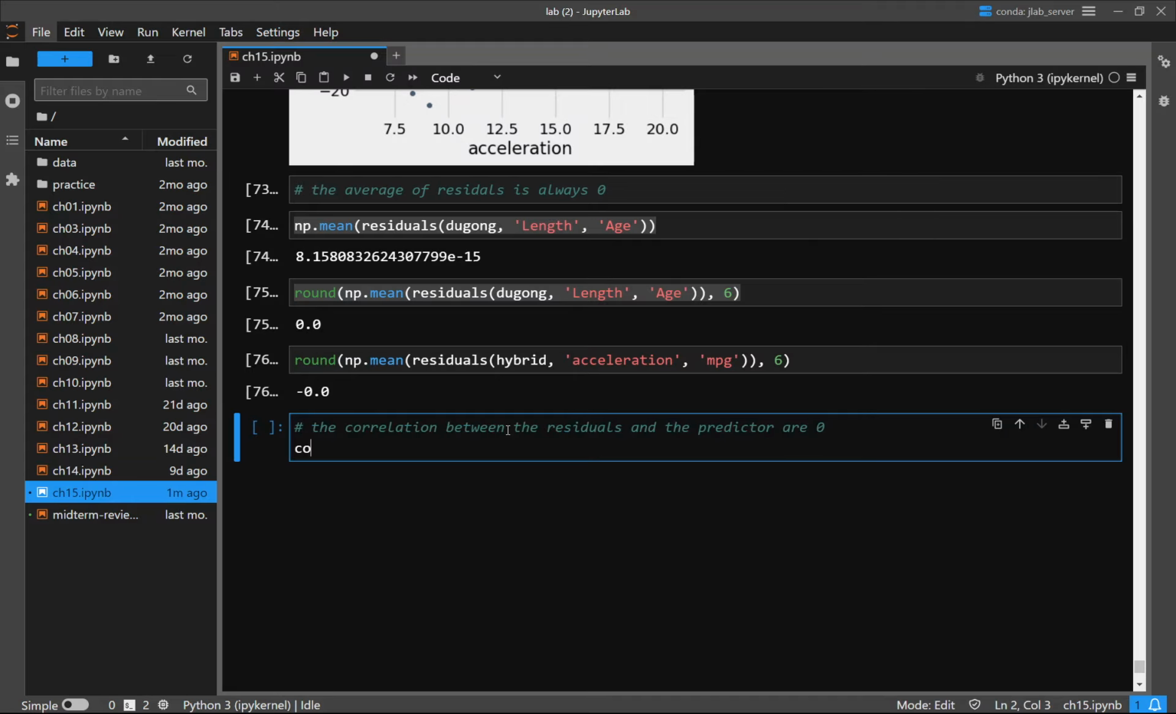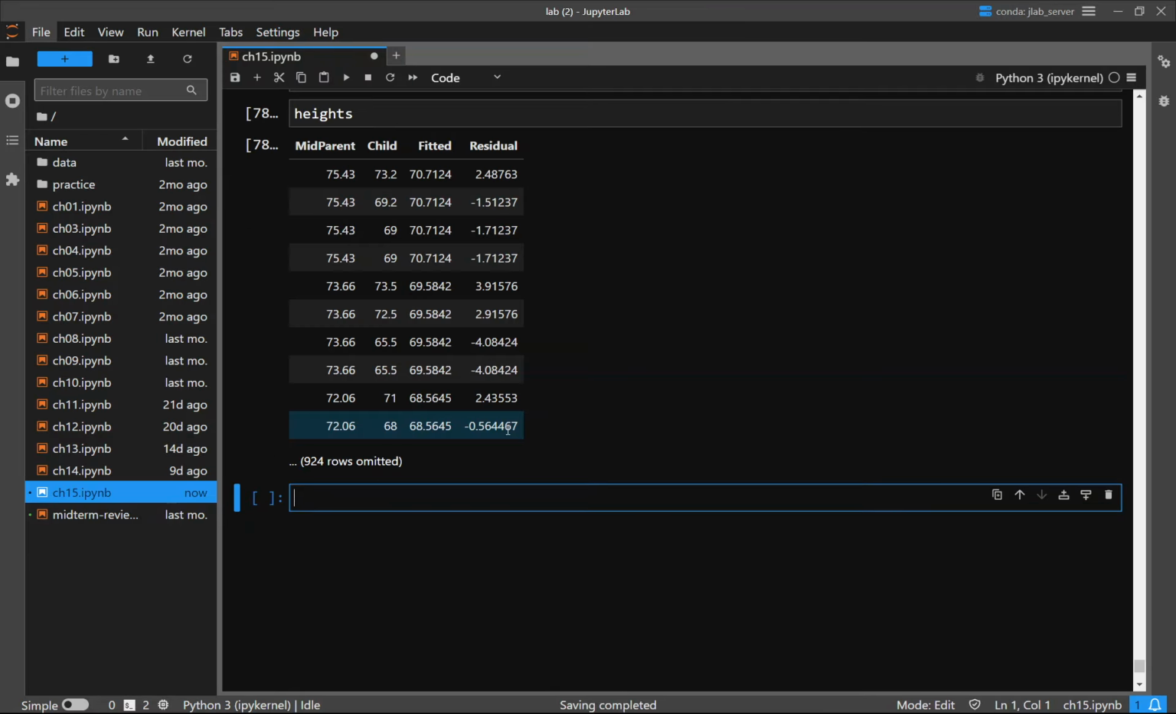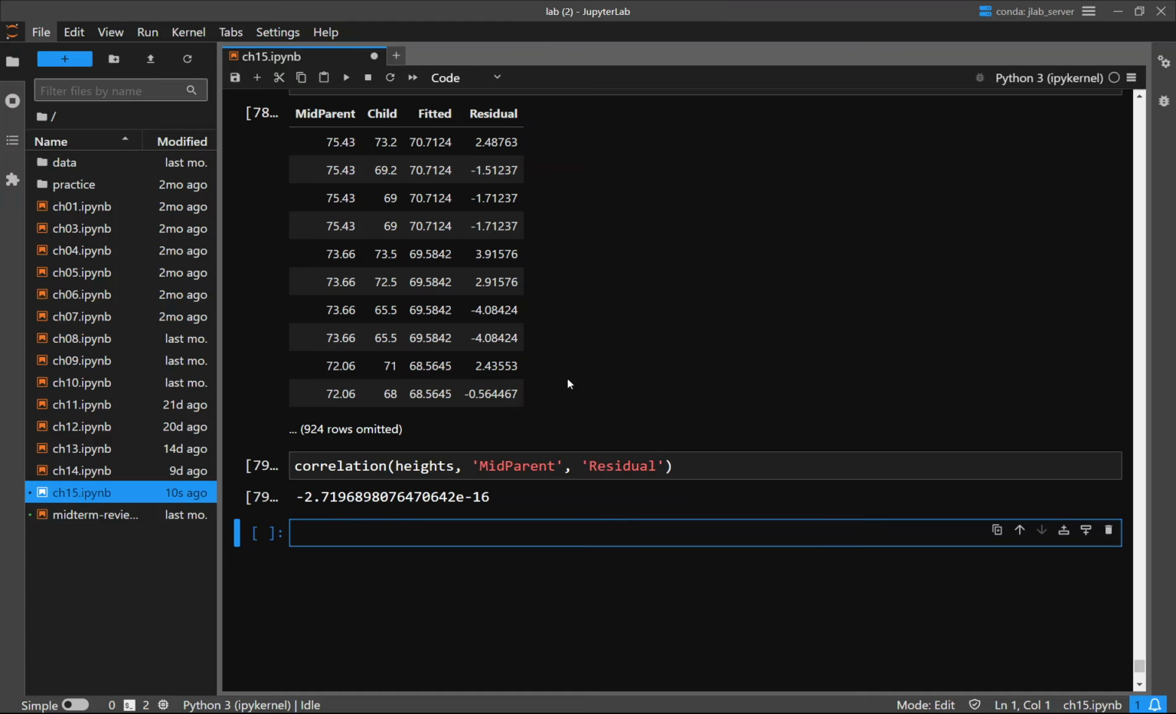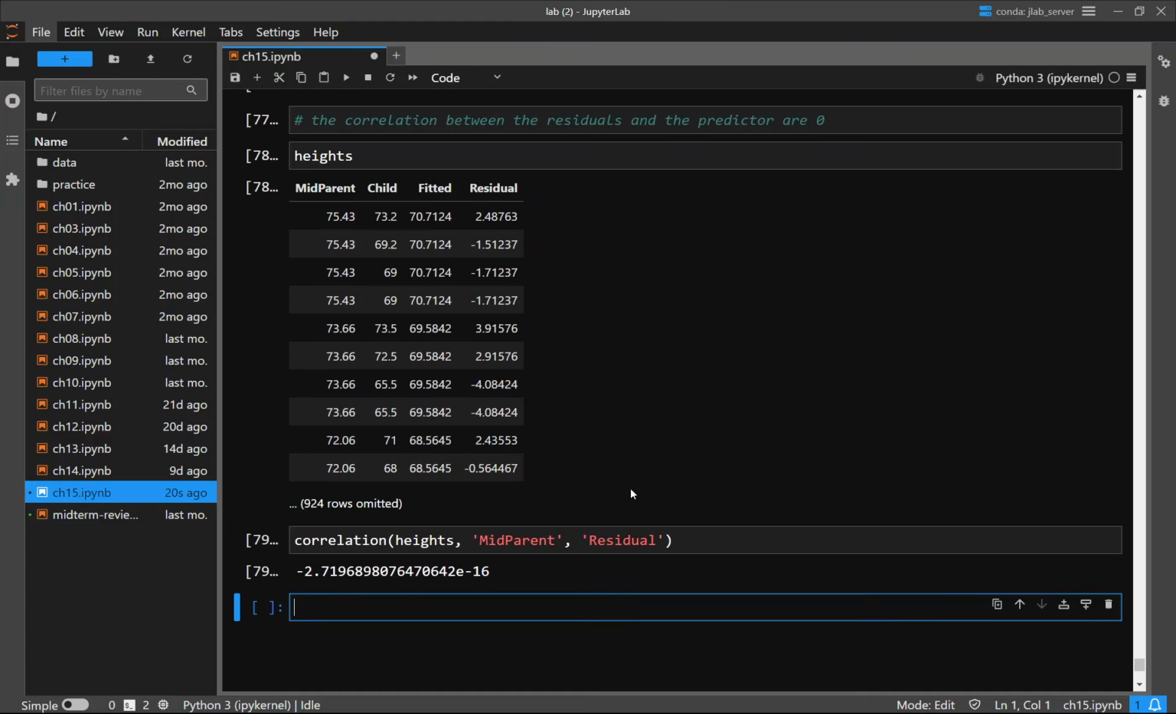So, for example, let's go back to here. We got our heights table, right? Here's the heights table. We got fitted values, we got residual values, and so let's ask for the correlation of that table, where we're trying to use mid-parent to predict the residual values. How far off is it going to be? That's also going to be 0.